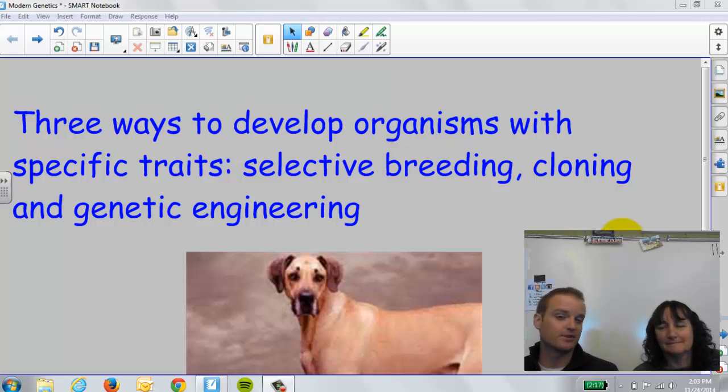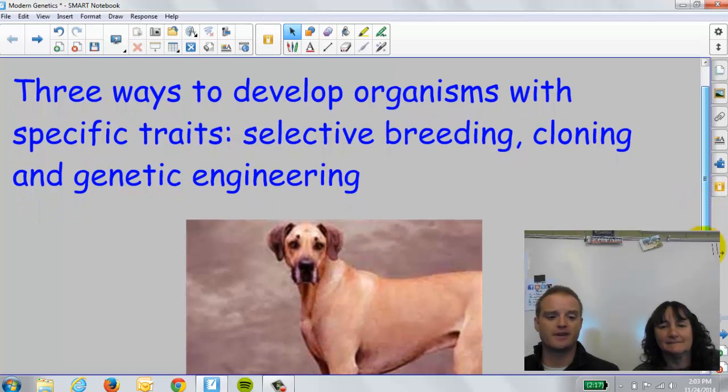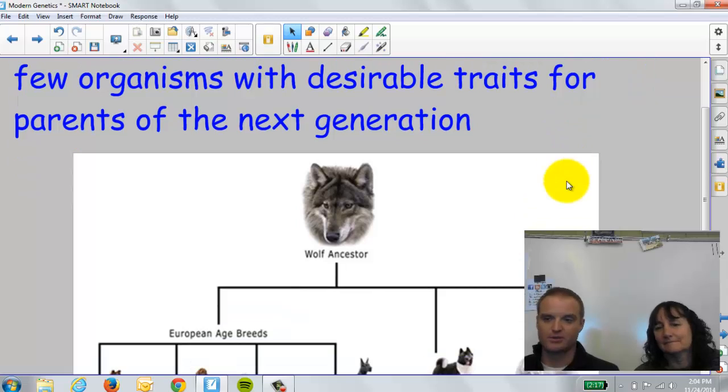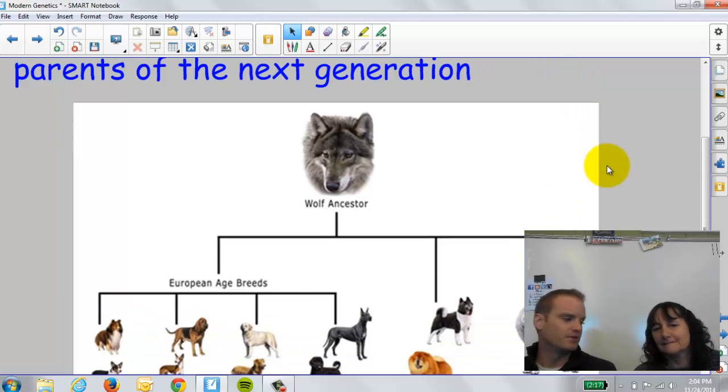Selective breeding, that was the dogs video, we talked a lot about that. Cloning, and then genetic engineering also. So we'll look at these 3 different ways we can get specific traits out of animals that we want. Our first way is selective breeding. This is a process of selecting those few organisms with desirable traits for parents of the next generation. So really knowing what traits the parents have and making sure they get passed on from generation to generation. And the big one we looked at was dogs, right?